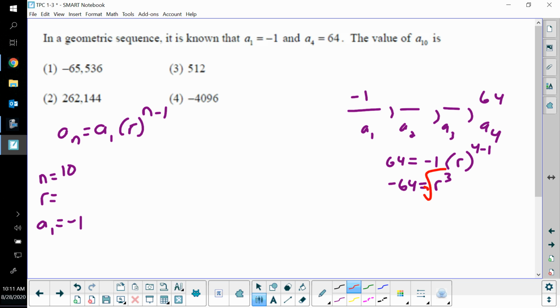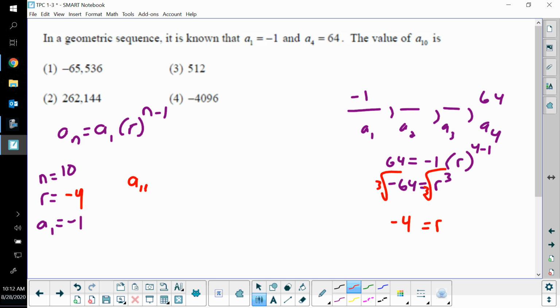Undoing a cubed, we do a cube root. It's an odd root, so it's just whatever sign it originally was. When we put that in the calculator, we'll get -4. It is okay to do odd roots of negative numbers. Even roots of negative numbers, that's when we have an issue. Like a square root of a negative ends up being imaginary. So we now know that our R is -4, and we can fill in what we want to find.